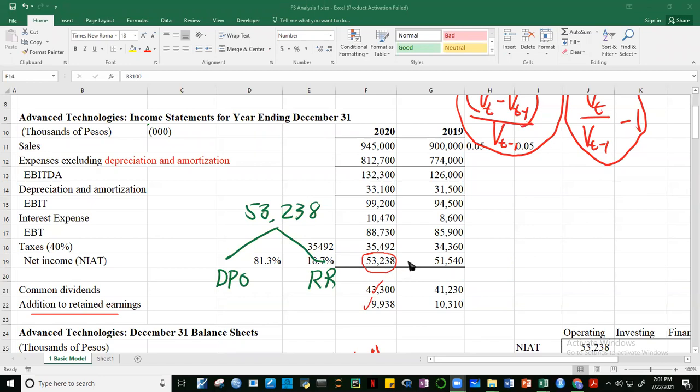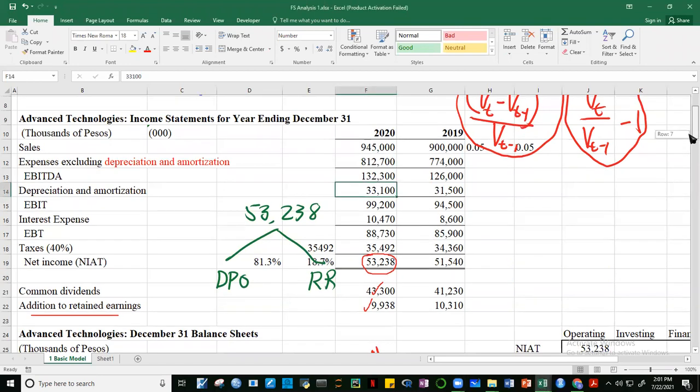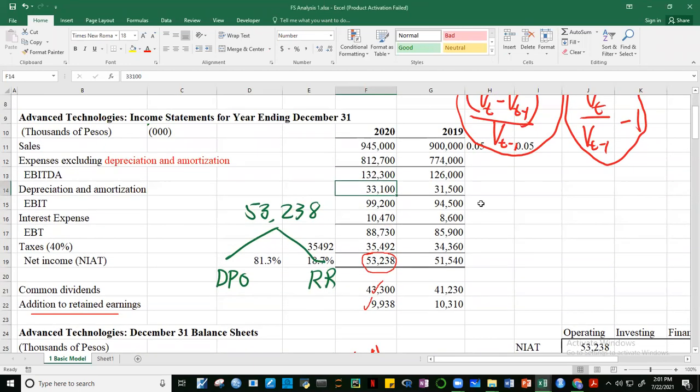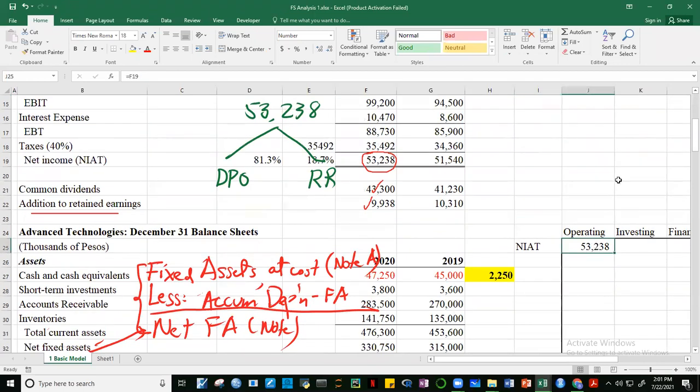therefore, understated. Kasi nagbawas tayo ng non-cash eh. Di ba? Understated to. If we're going to consider that as cash, no? Therefore, 53,238 is hindi siya cash. Kasi guys, nagbawas tayo ng mga non-cash items. So how do we adjust this now? How do we now convert yung 53,238 into cash?